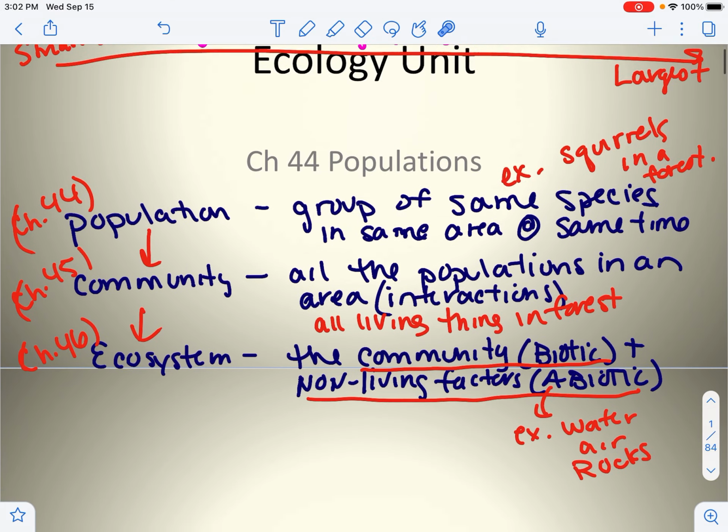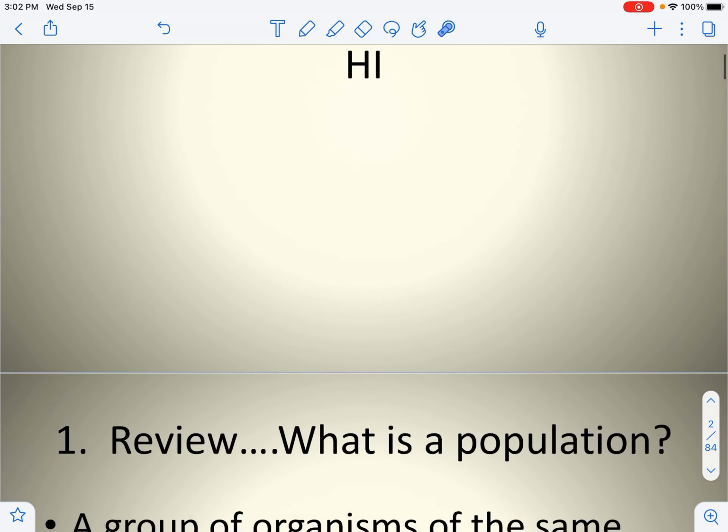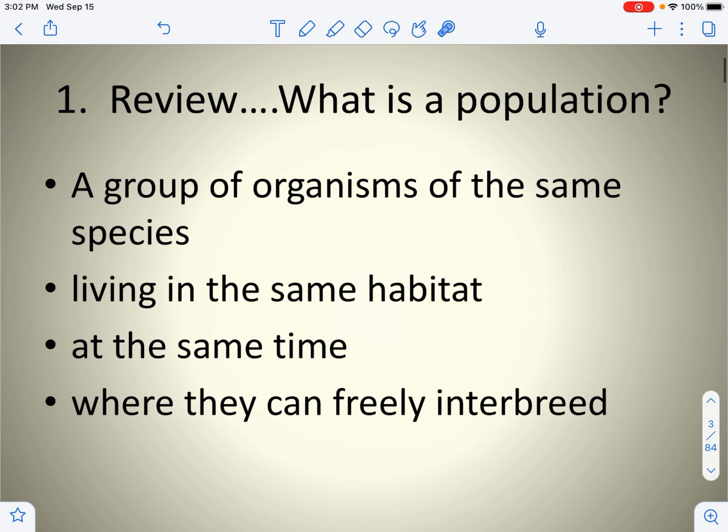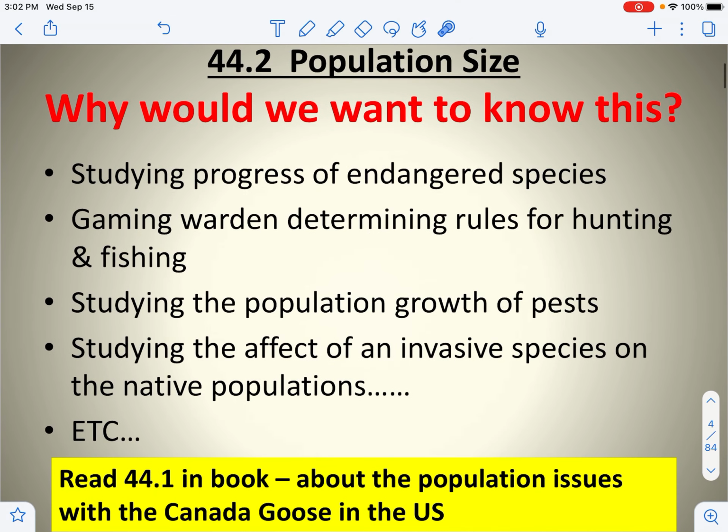I'm just going to go through chapter 44, which is just populations. So I just defined a population. That's the definition of it. I'm going to go through this quickly and only explain things I think need explaining.